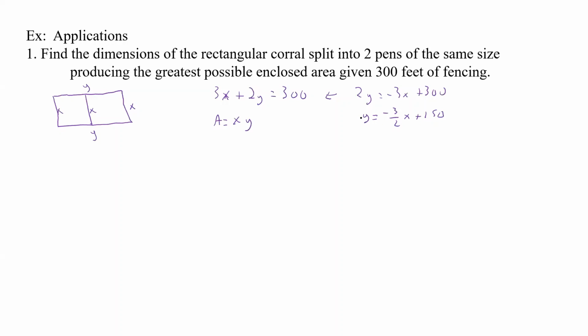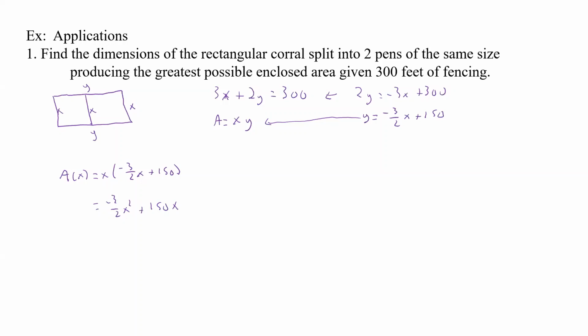And so what I'm going to do now is plug that into my area. And so that's going to give me a quadratic. So I'm going to say maybe that's A of x equals x times negative 3 halves x plus 150. Again, just plugging in the y here, which is that whole part. Now, if I multiply that, that's negative 3 halves x squared plus 150x.